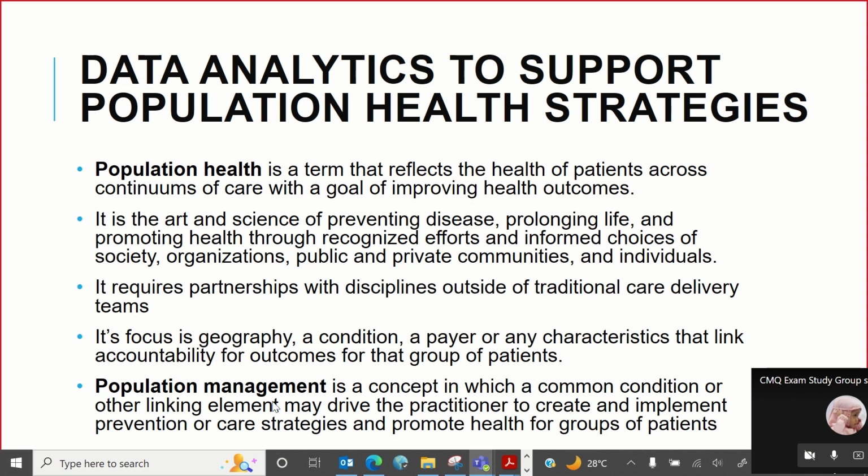Okay. Population management. So this was population health initially. Population management, then, it's a concept in which common conditions or other linking elements may drive practitioners to create and implement prevention or care strategies and promote health of groups of patients. We've already mentioned, for example, children with asthma. Can you think of other population management strategies that we might be involved in here?